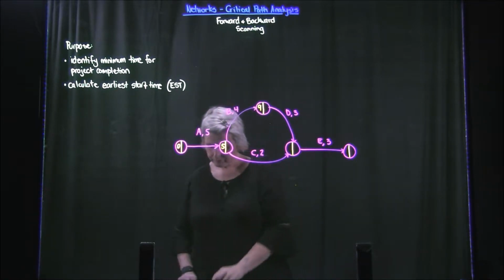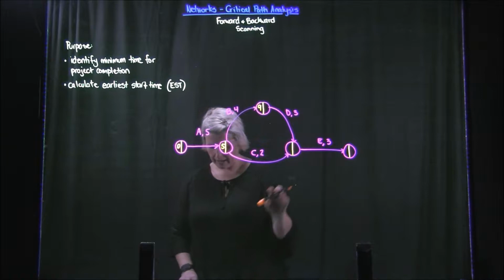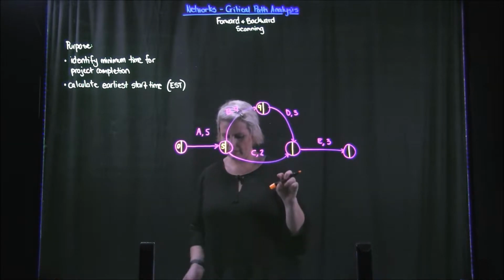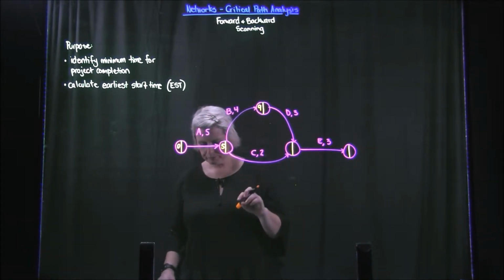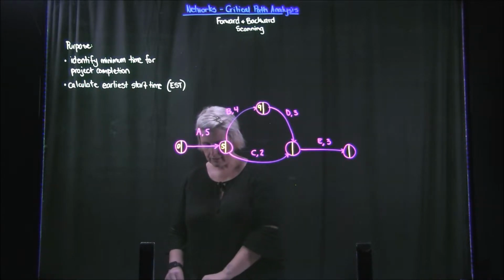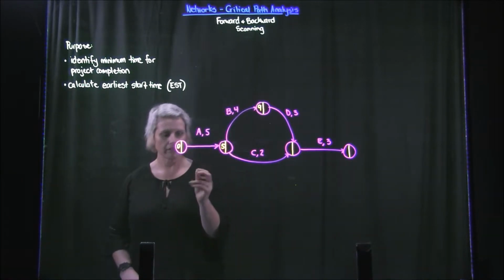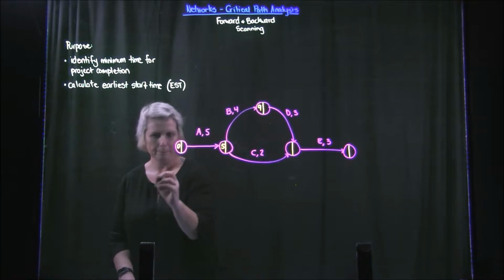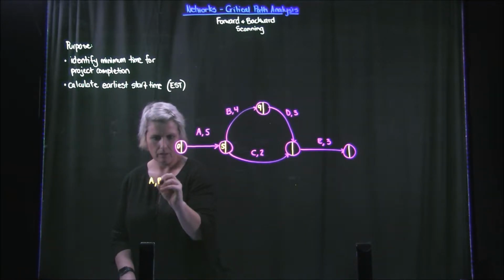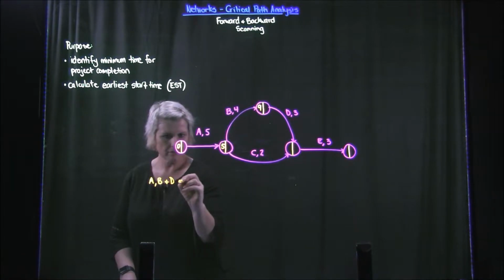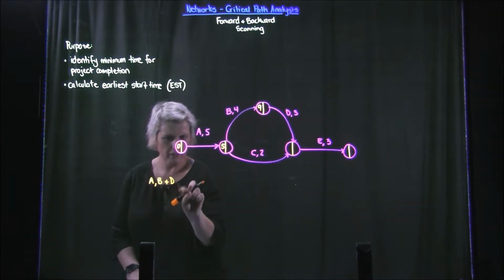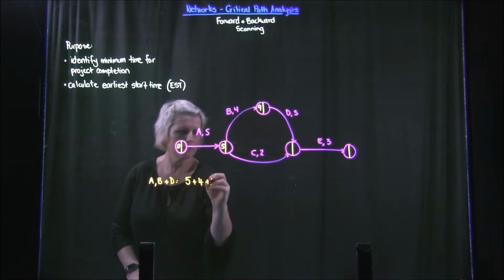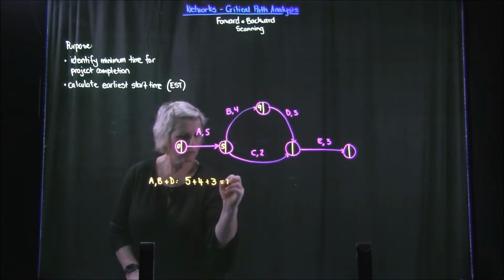Then I'm going to have a look at my next node, which can actually be reached through activity C or activity D. So what I want to look at is A, B, and D. Sorry, I should actually do that: 5 and 4 and 3, which is 12.